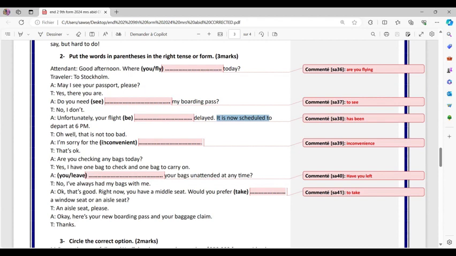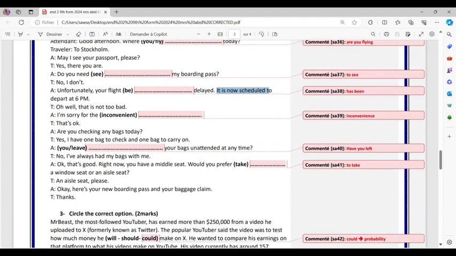Sorry for plus noun or sorry for plus ing. Don't care, it's a noun. Inconvenience. Inconvenience means simply disturbance. Okay, that's okay. Are you checking any bags today? Yes, I have one bag to check and one bag to carry on.